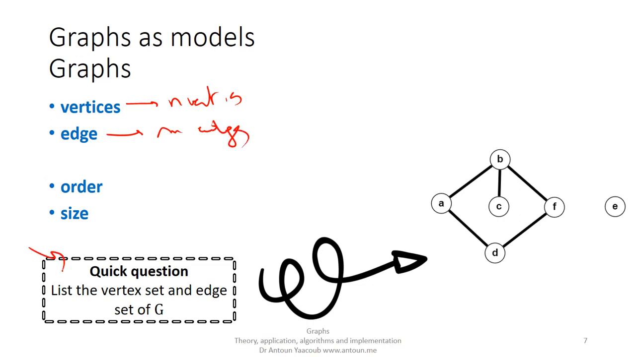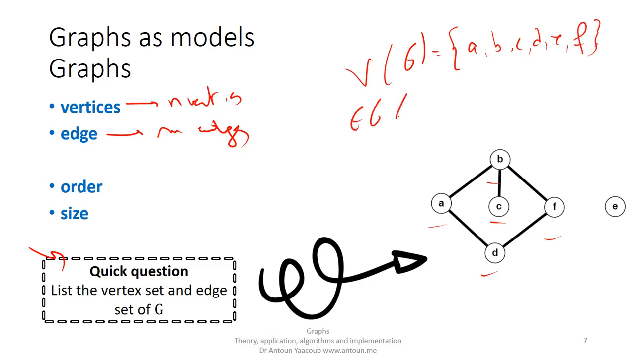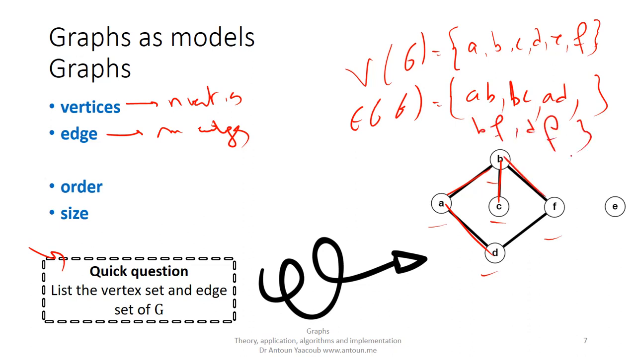A quick question: let's list the vertex set and edge set of this graph. The vertices are A, B, C, D, E, and F. As for the set of edges, they are the links between any two vertices. So I have AB, BC, for example, AD, BF, DF, and that's it. So this is the set of vertices and this is the set of edges.